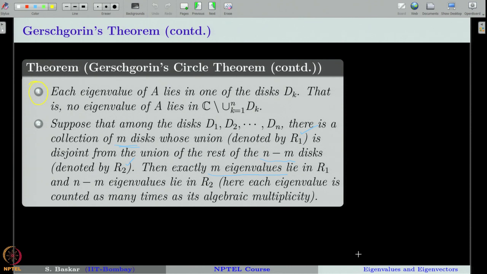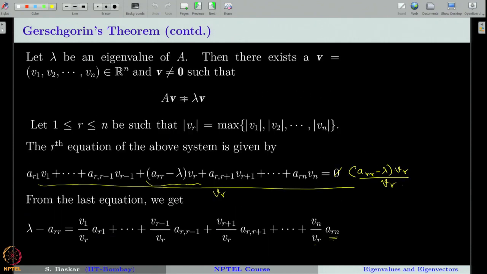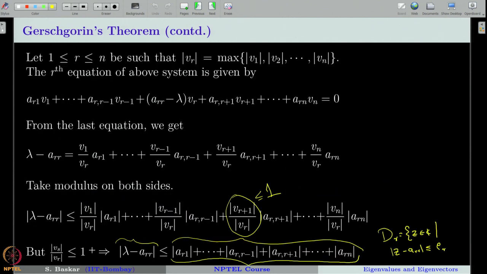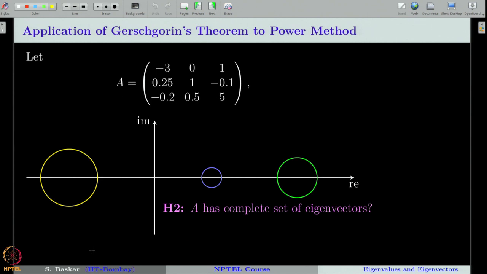So, that is what we want to prove for the first conclusion of the theorem. The theorem says that each eigenvalue of A lies in one of the disks. How we picked up that disk is by first picking up the maximum coordinate of the vector V, and then we are trying to place lambda into that disk Dr where the maximum norm is achieved. So, this completes the first part of the proof of Gerschgorin theorem. We will not prove the second part.